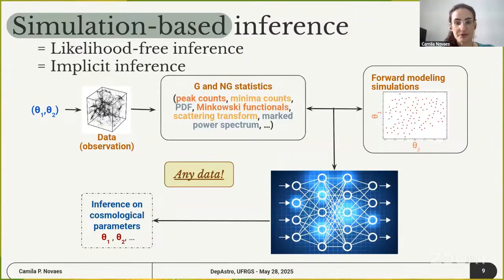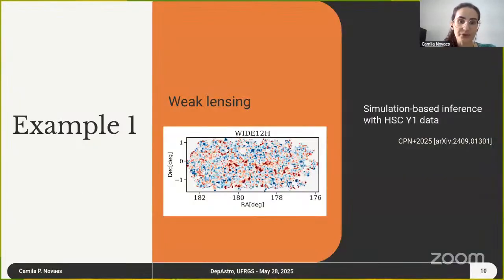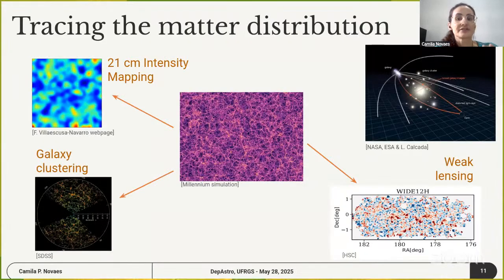And you can use this approach for any kind of data. As I mentioned before, I will show you these 3 different examples. I will start with this example using weak lensing, showing you results from a last work that was just accepted and published. So just an introduction to this and a motivation of why we decided to do this kind of analysis and study.